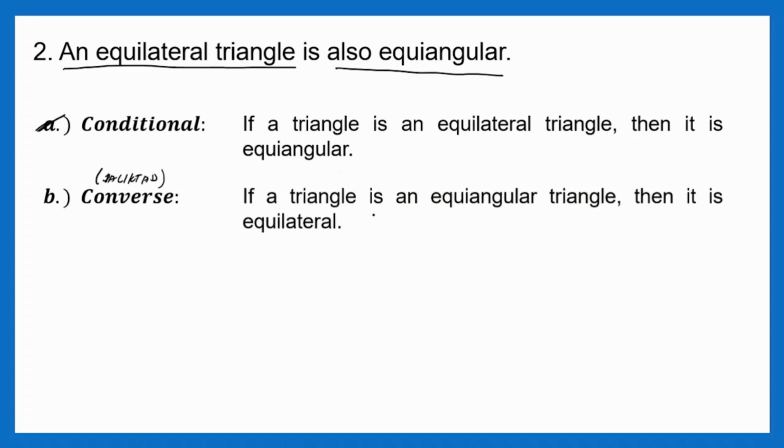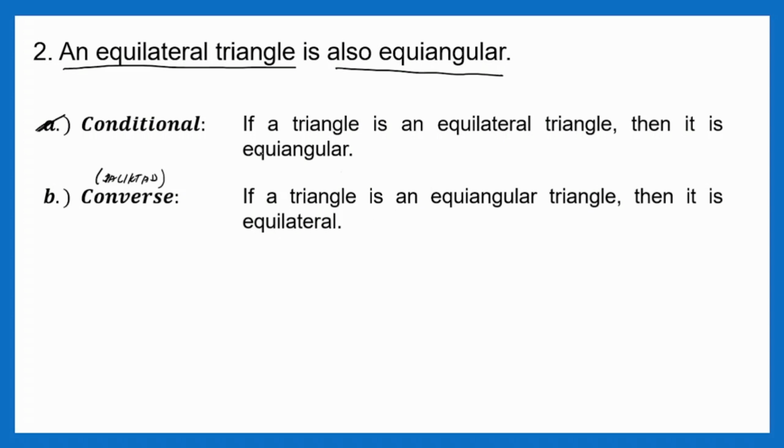If a triangle, naging if na ito. Yung equiangular. If a triangle, so napansin niyo yung first 5 words, if a triangle is an equiangular, naging equiangular nga lang yung nandito. Equiangular triangle, then it is equilateral. So, nagkabaliktad lang yung equilateral sa equiangular.